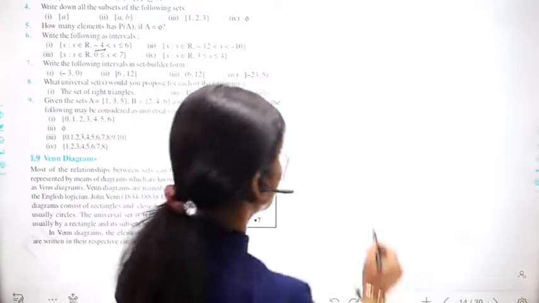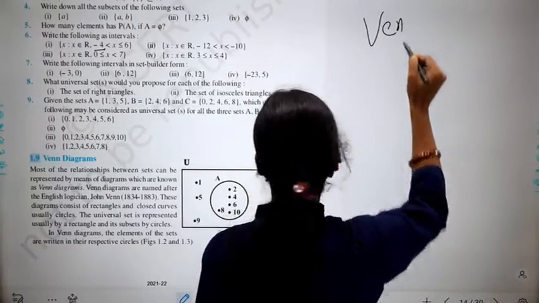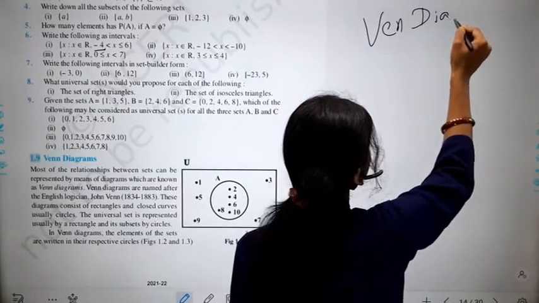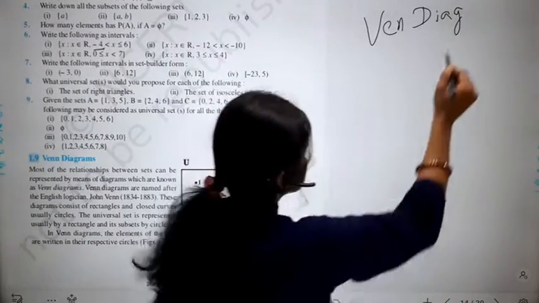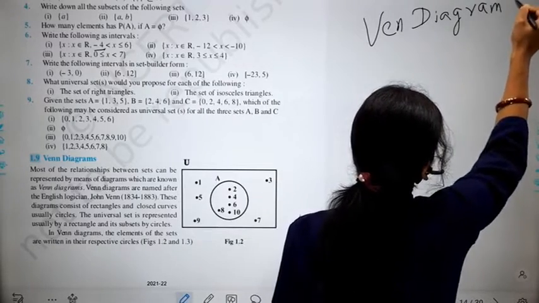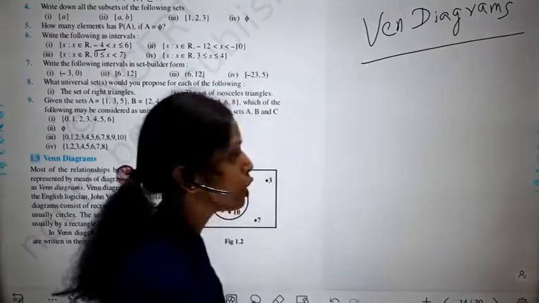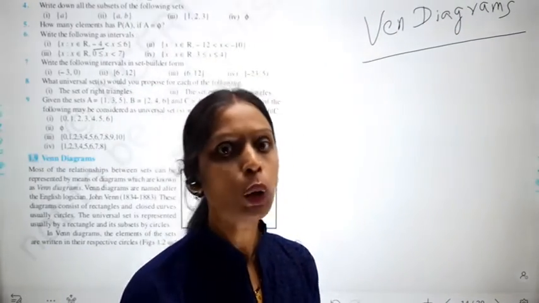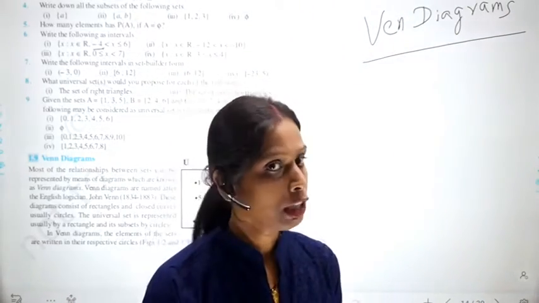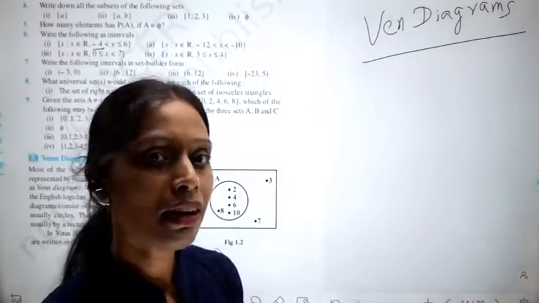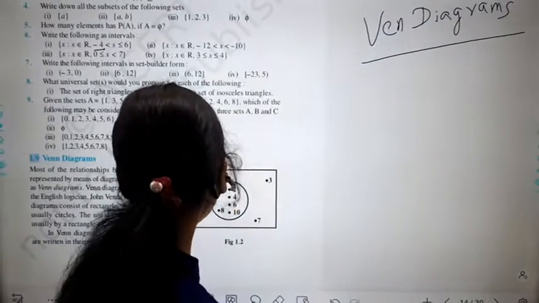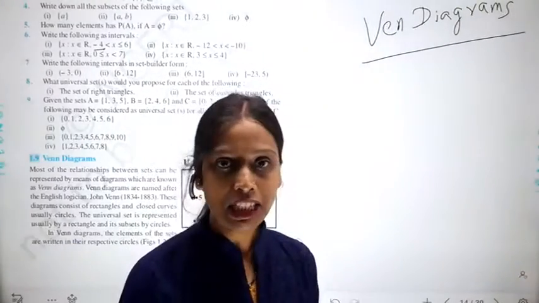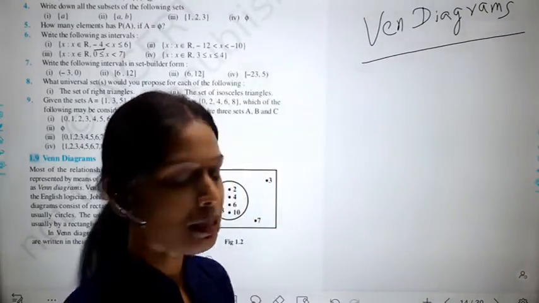First is a Venn diagram. Actually, it is a pictorial representation of a set, and here we will learn how to represent a set in a pictorial method. In 1834, John Venn first introduced the Venn diagram.